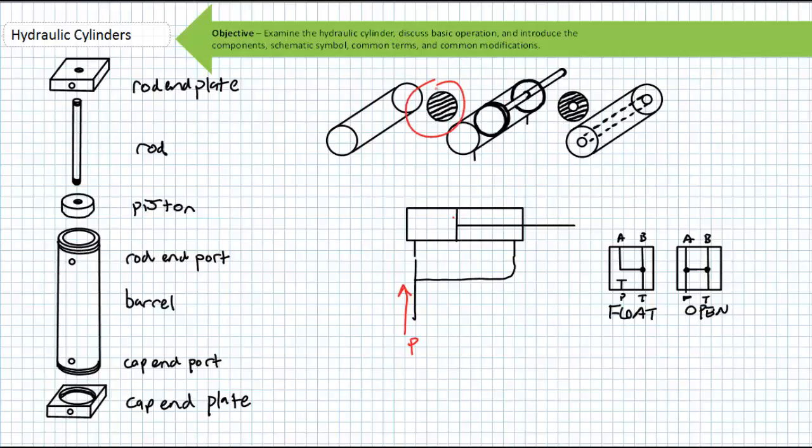More area on the cap end because it's a full circle. Less functional area on the rod end because it's a ring. The cylinder extends. As the cylinder extends, the rod end volume still gets routed to the cap end. However, pressurized flow is making up for the volume differential between these two ends. This rapid movement is known as regenerative extension, and is one of my favorite topics.